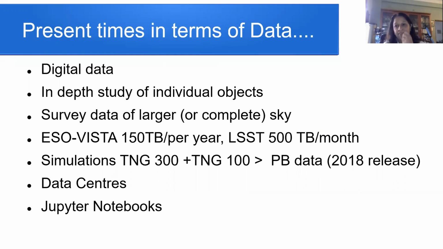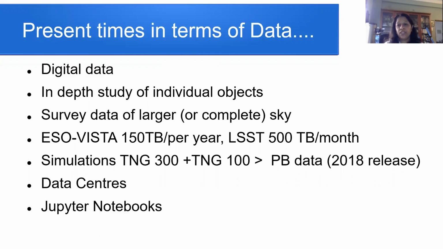And these data sets are handling a very large amount of data. So for example, the Vista survey handles about 150 terabytes of data per year. The LSST telescope, or the Vera Rubin telescope, would do about 500 terabytes per month. You also have data which is from simulations. For example, the simulations, we'll talk about that later, TNG 300. This is giving you more than a few petabytes of data. This is the 2018 release.